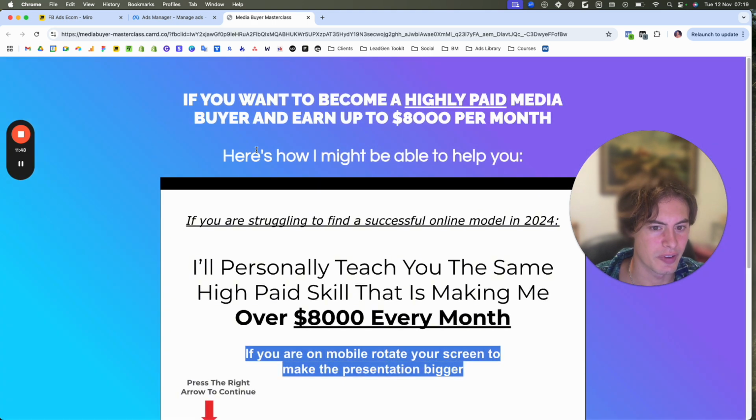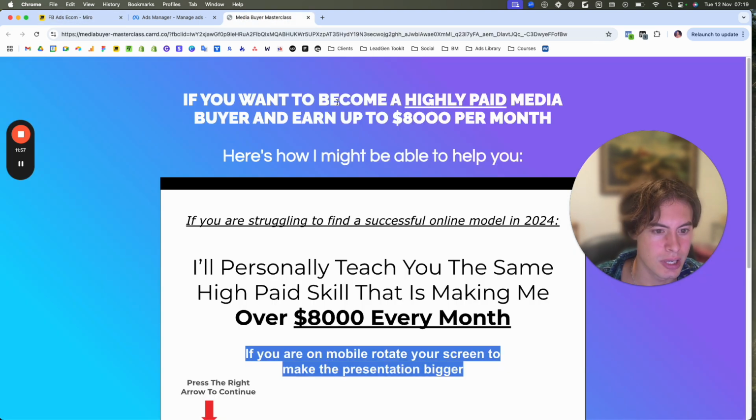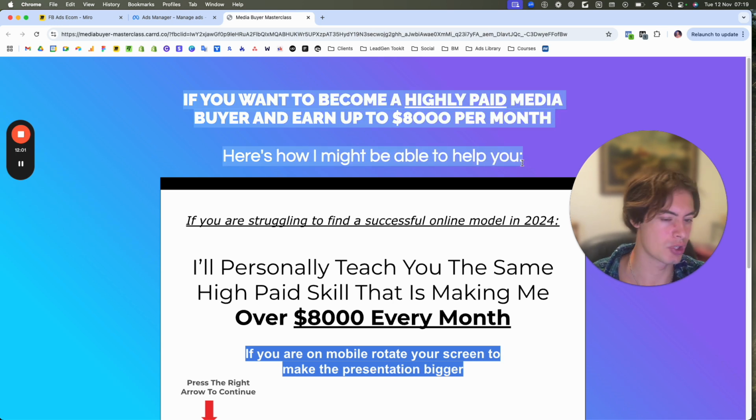Boom. You see, so this is my funnel. It says, if you want to become a highly paid media buyer and earn up to 10K a month, here's how I might be able to help you. Again, I'm not targeting people that are at a low stage of awareness. I'm not saying, here's how you can make money online. Here's why making money online is important in 2025. No, I'm saying, here's how we can help you become a media buyer and get paid up to 10K a month.